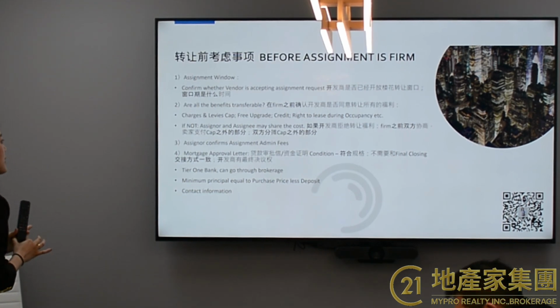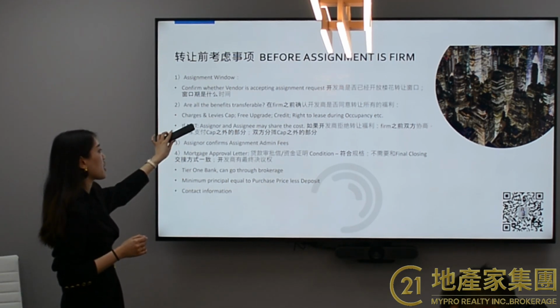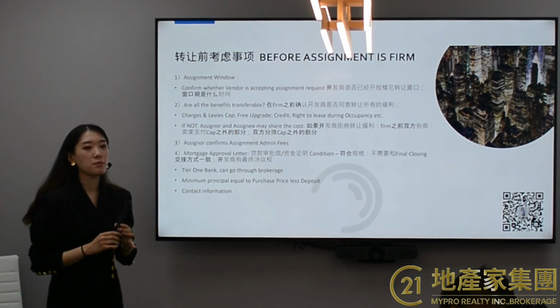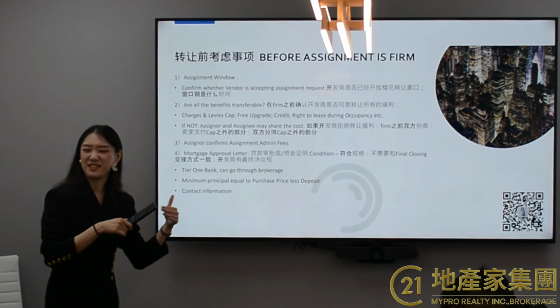And I think if the assignee and the seller are aware of this very early, because of the market right now, in most of the transactions the seller is willing to negotiate a deal given the current market.